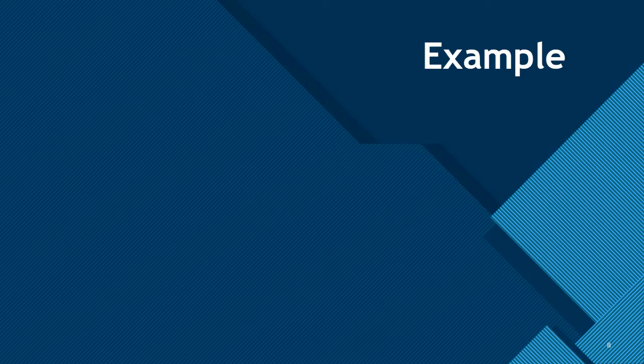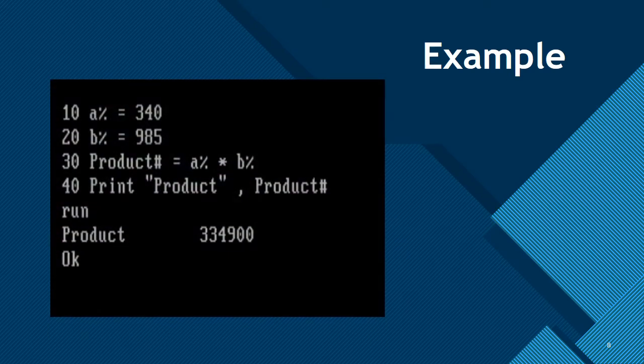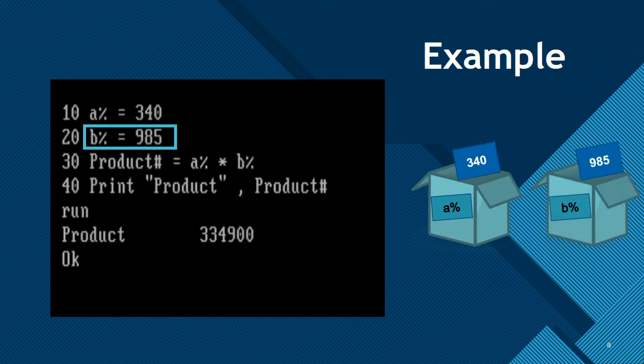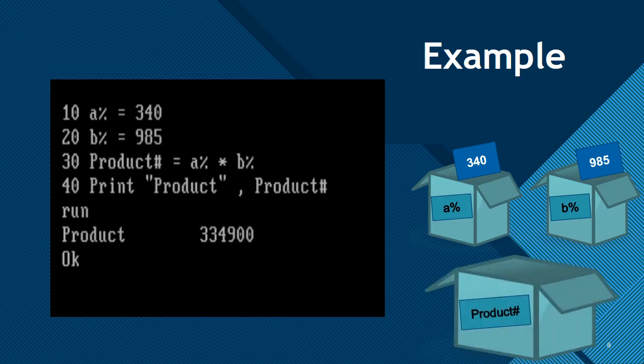Let's take an example from GW Basic. An integer type variable A stores 340, again an integer type variable B stores 985, and the capacity of both is 2 bytes. We take a larger variable with the capacity of 8 bytes, double precision variable, product hash, which can store their product.